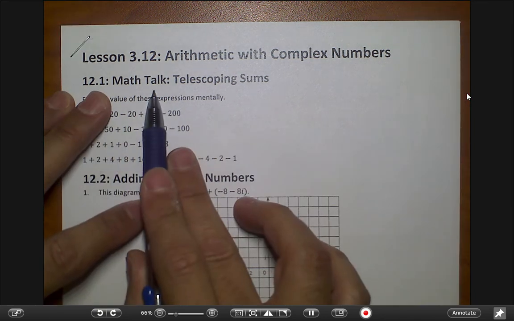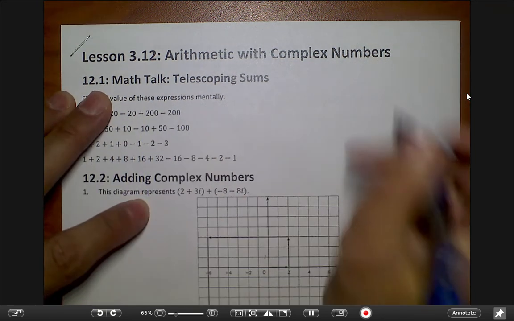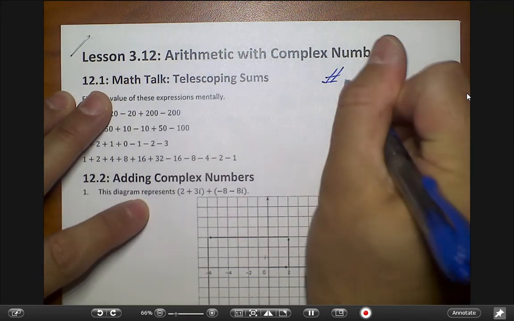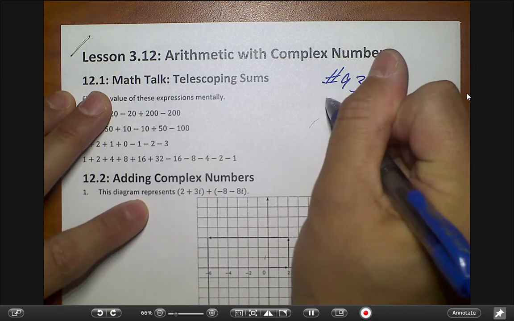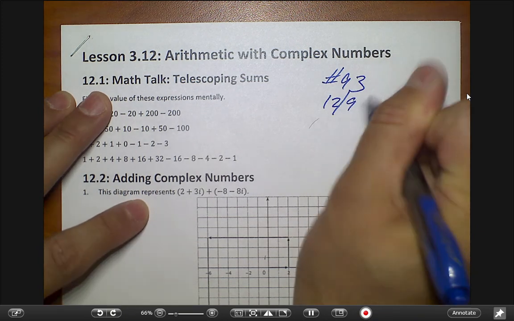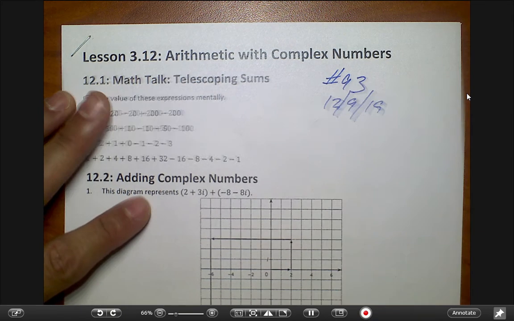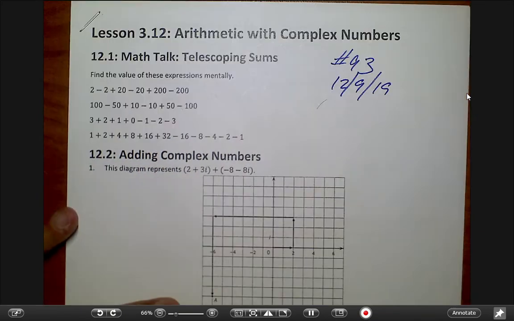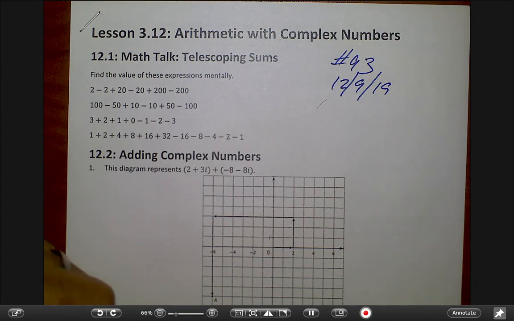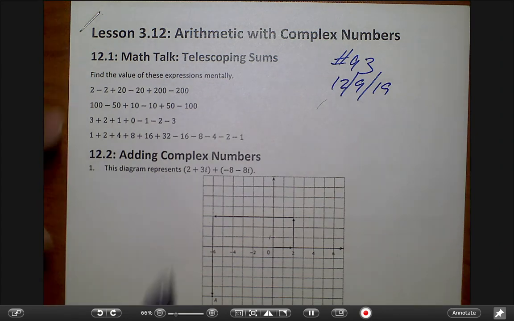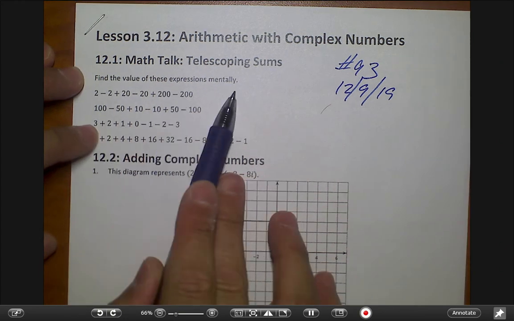Okay, so for this right here, we are on page 93, hashtag 93. Today's date is 12/9/2019. So I'm hoping you guys actually started these problems in the first 5 minutes, hopefully. All right, so find out the value of these expressions mentally.